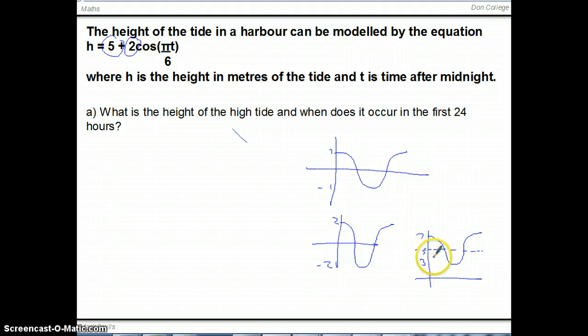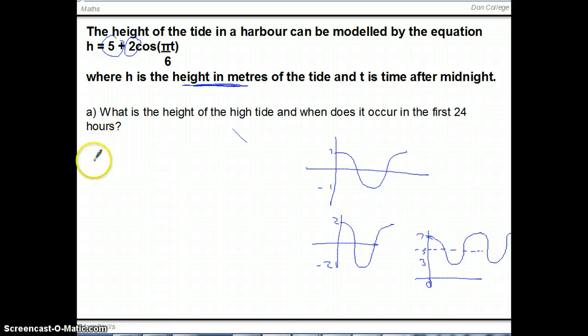Okay, now the height of the high tide then is going to be 7 metres because that's what it's measuring in. That's going to be the highest point. And when does it occur in the first 24 hours? Well, because it hasn't been shifted left or right, it's going to start here and finish there. So it's going to be at 0 hours. But we need to know what the period of this function is, so whether it may happen once in 24 hours or it may happen twice in 24 hours, or we would have to keep going like that.